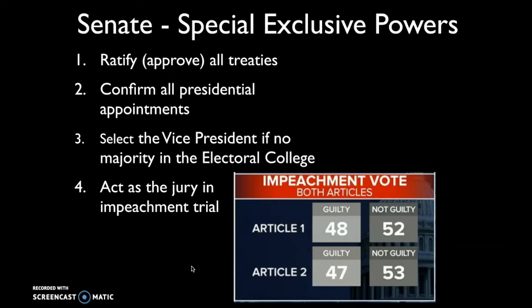for President Trump. And that is the role that the Senate plays in an impeachment. They act as the jury, and they ultimately vote whether or not to convict. In order to remove a president, 67 senators, or 2/3 of the senators, have to vote guilty to remove the president. And in the case of President Trump, he was acquitted by a wide margin.